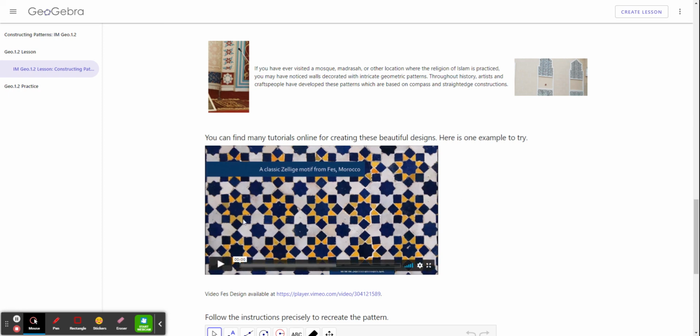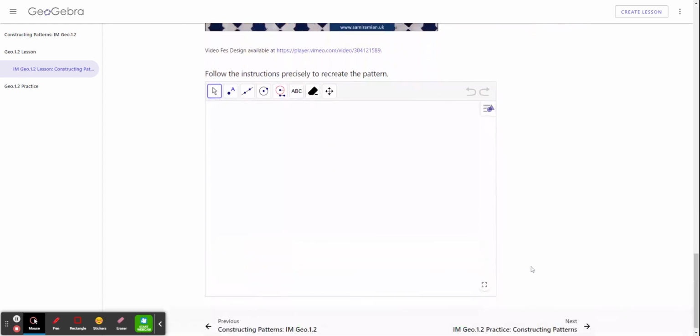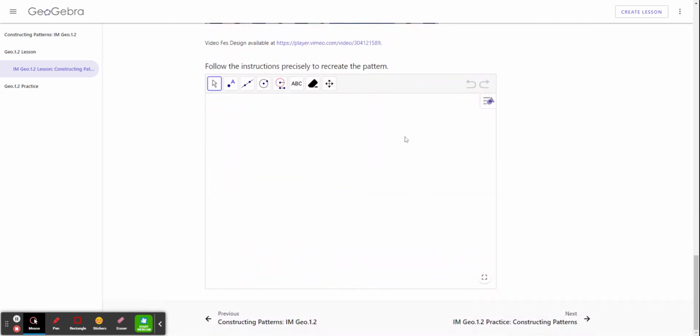Okay, so there's about a 1-minute tutorial right here where it's going to show you the instructions as you go. Feel free to pause it, rewind it as much as you need to there, and you're going to attempt to recreate the pattern down here.